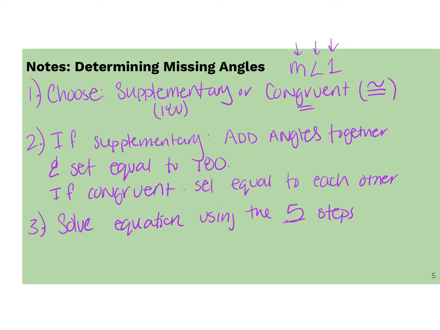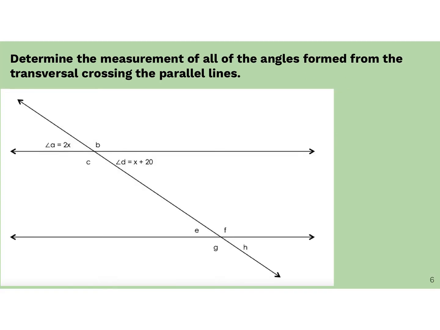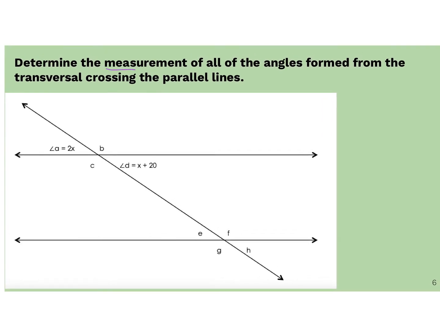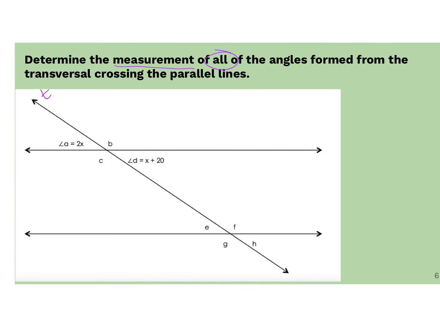Okay, so that's how you do it. Now, the next slide, I'm going to show you what that looks like. So this is the same problem from our Think About It, or the same diagram. But now we are going to determine the measurement of all of the angles formed from this transversal crossing the parallel lines. Today, all of our lines are parallel. You don't have to try to figure that out, okay? Remember, there's only 2 different angle measures when you have a parallel line being cut by a transversal.